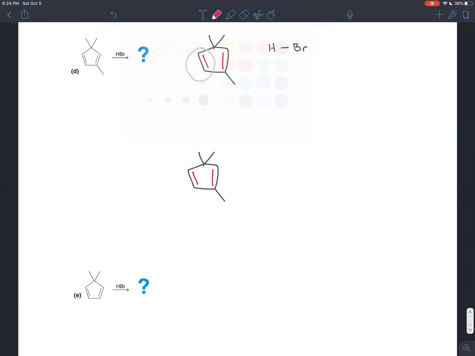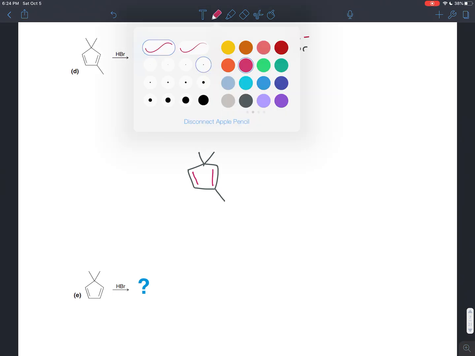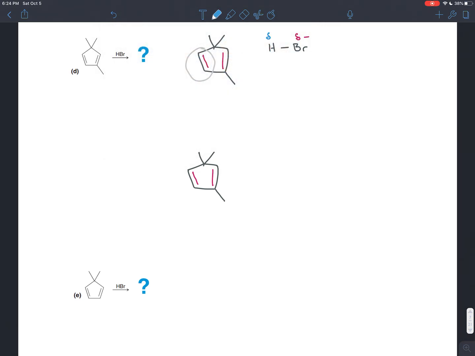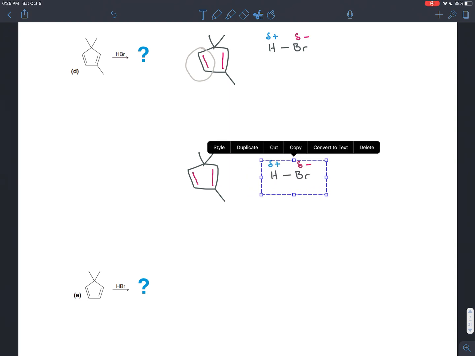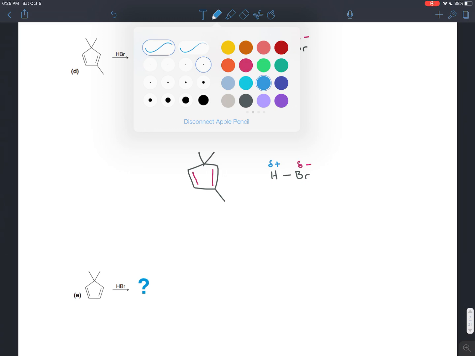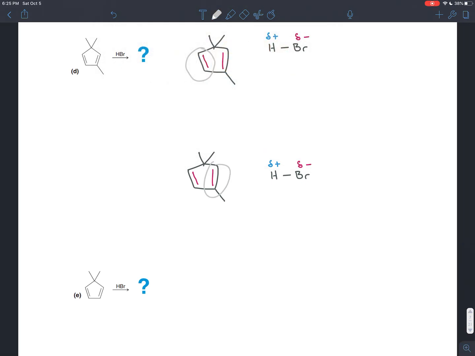The bromine there is pretty electronegative, so it steals the electrons for itself, and the hydrogen it's bonded to loses those, so it becomes slightly positive. So either the pi bond on the left that doesn't have that methyl group attached to it could attack the hydrogen electrophile, or the pi bond on the right could do that. So we have to think about both of those two cases. Let's start with the one on the left first.